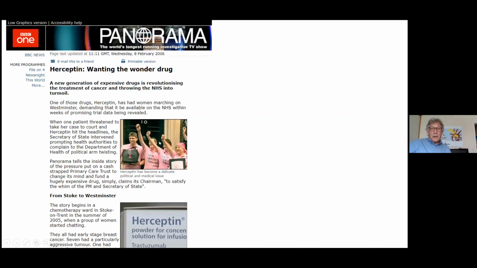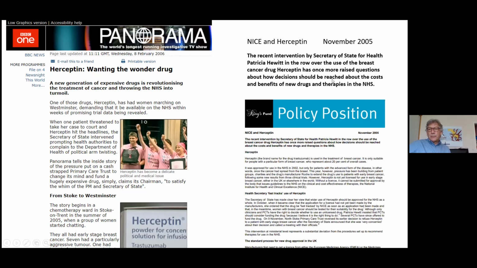And here are a group of patients and patient advocates outside the Prime Minister of the UK's residence, number 10 Downing Street, with T-shirts which say, "Need Herceptin straight away," wanting the wonder drug. So a new generation of expensive drugs is revolutionizing, this is the press again, the treatment of cancer, and throwing the National Health Service of the UK into turmoil. Well, why did it go into turmoil?